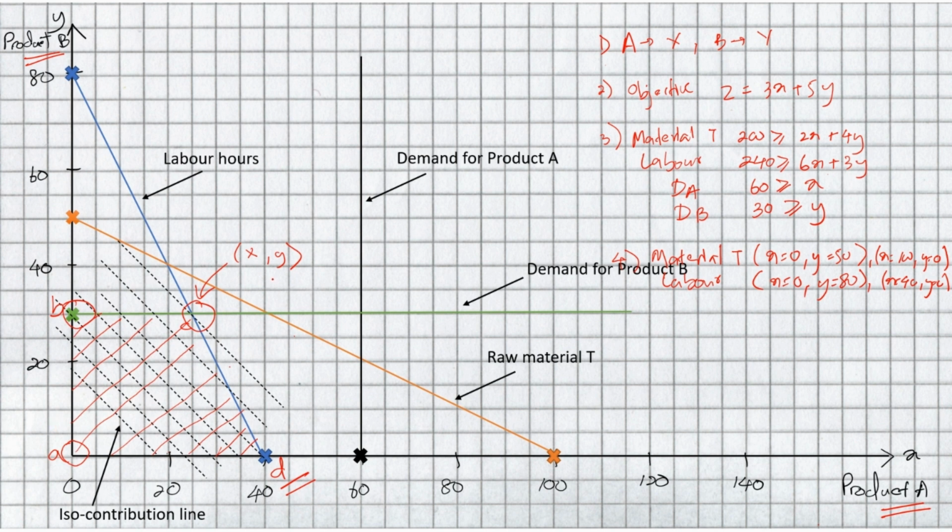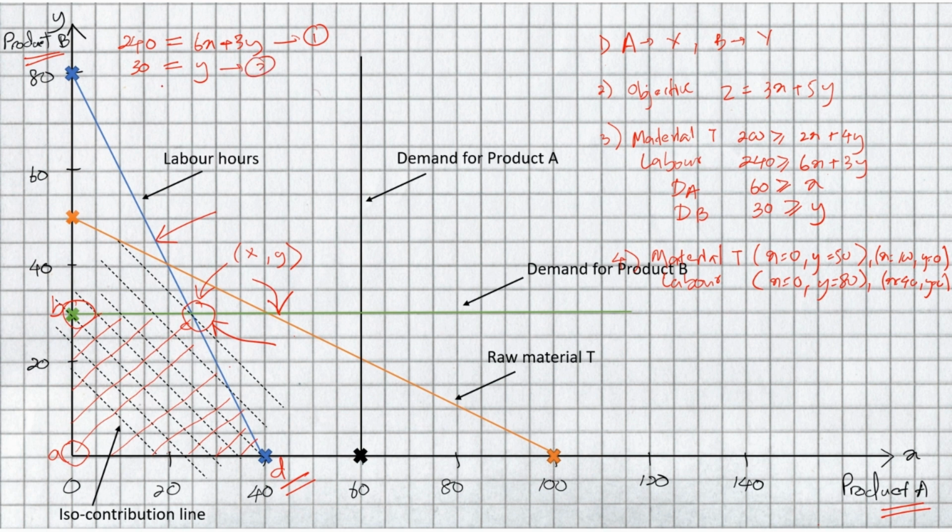So in order to find the x and y values of the optimal feasible point, we have to solve the simultaneous equations of these two lines, labor hours and demand for product B, because the intercepting point of these two lines is the optimal feasible point. So the function for the labor hours is 240. Let's remove the greater than sign and keep the equal sign. 6x plus 3y. This is the first equation. And the second function is for demand for product B, which is 30. Let's remove the greater than sign, keep the equal sign. This is equal to y.